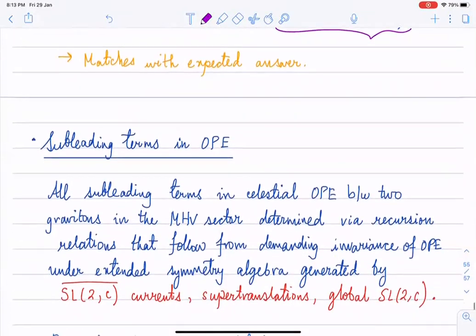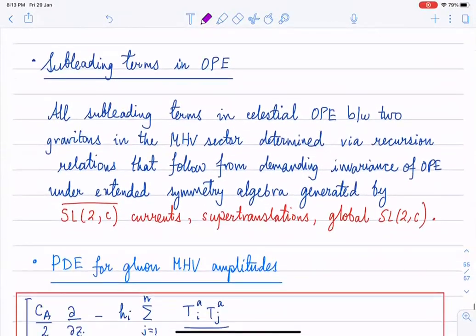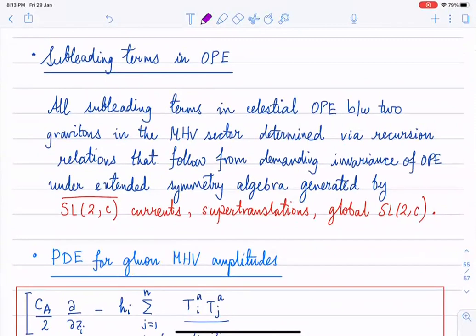It turns out that the subleading terms are also completely fixed. It is a bit laborious to actually compute all the subleading terms, but what you can show is that there is a systematic procedure for computing all the subleading terms in the OP. What you have to do is just demand that the OP is invariant under all the relevant, in this case, infinite dimensional symmetries of the system which you are studying.